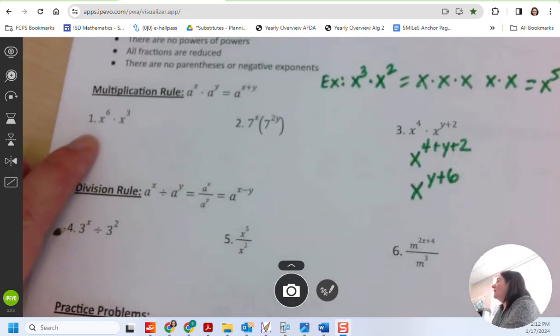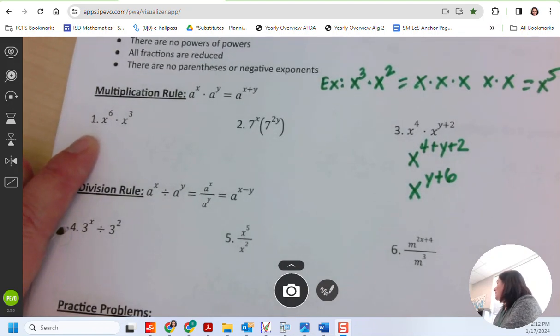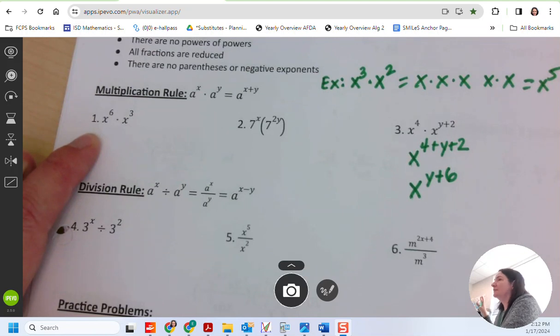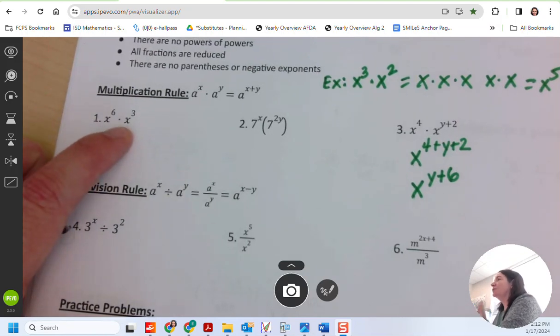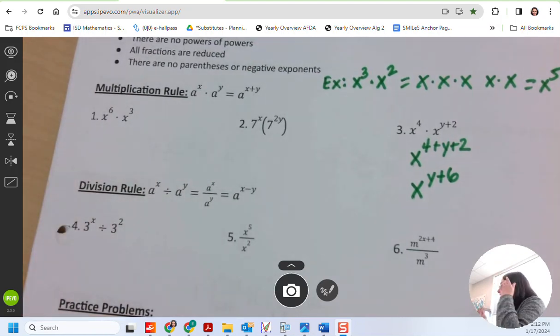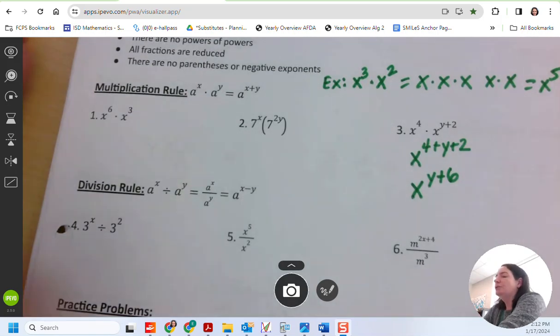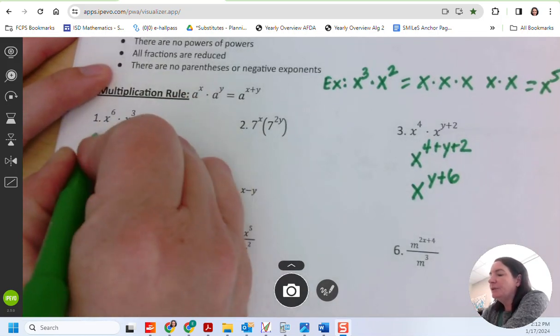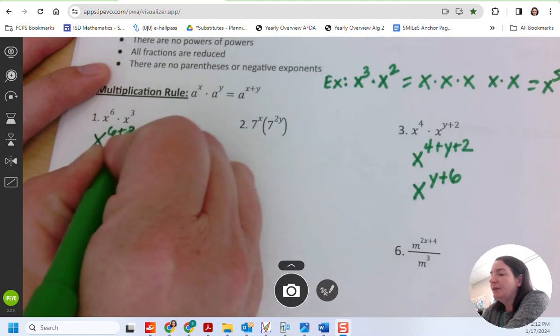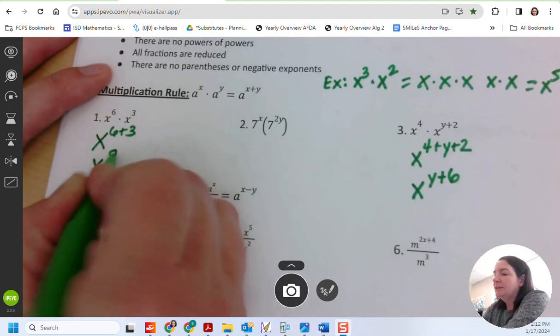So in number 1, I could write out that x 9 times, right? Because I have x to the 6, which is x times x times x times x times x times x. And I have x to the 3, which is x times x times x. But you can take that shortcut so you don't have to write it out. And you can just remember that I'm going to add my exponents, x to the 6 plus 3, which gives me x to the 9.